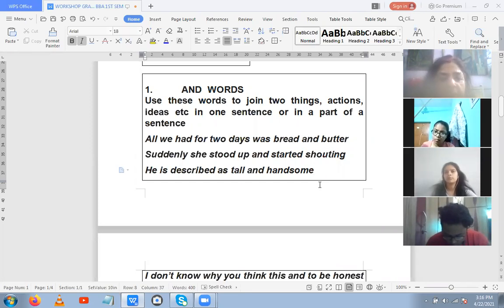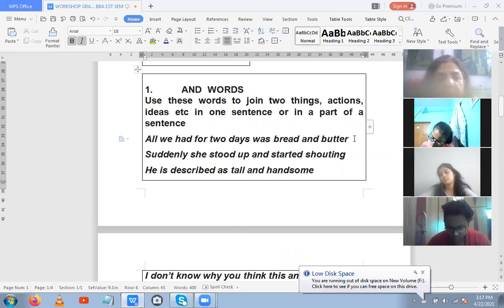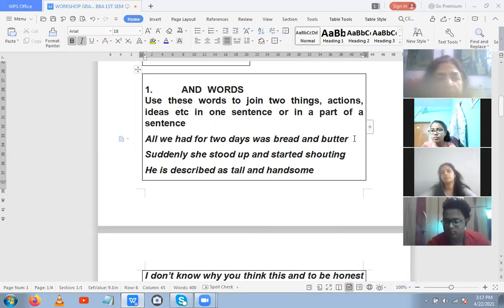Suddenly she stood up and started shouting. Actions. Here we're talking about two words, two things. All we had for 2 days was bread and butter. It means that the person was at a place where there was nothing to eat, and for 2 days they were only on bread and butter. Try to make your own sentence. Workshop means continuously speaking or continuously writing, the theory and the practical.